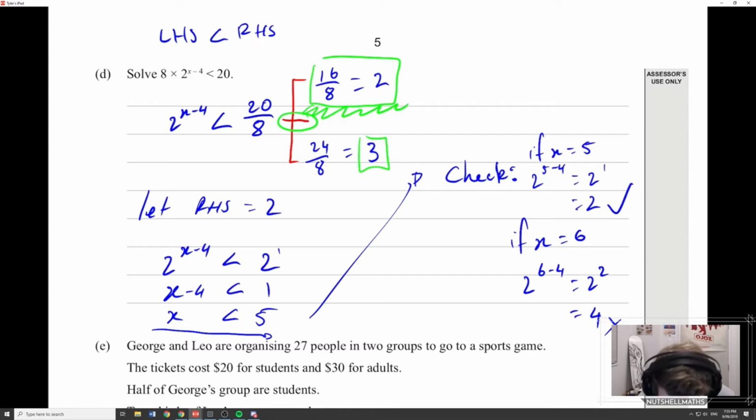Am I thinking about this wrong? No, yeah, I'm thinking about this right. I'm fine. I keep second guessing myself. Right? So 4 does not work. So therefore x needs to be less than or equal to 5. 5 works, and anything less than 5 will work. Okay. This is my final answer here.